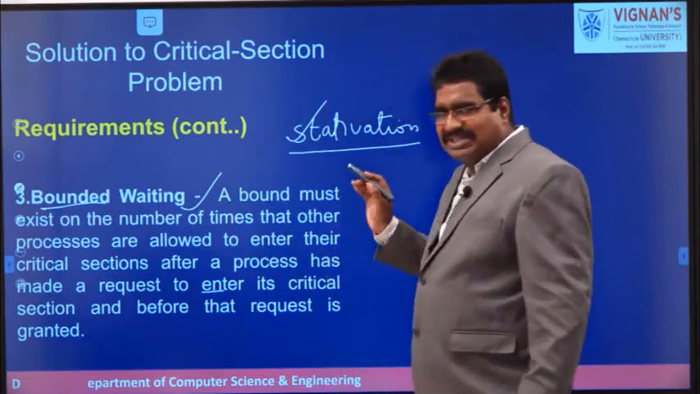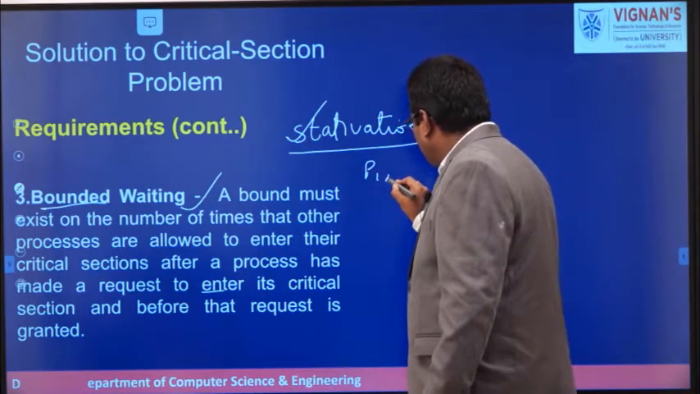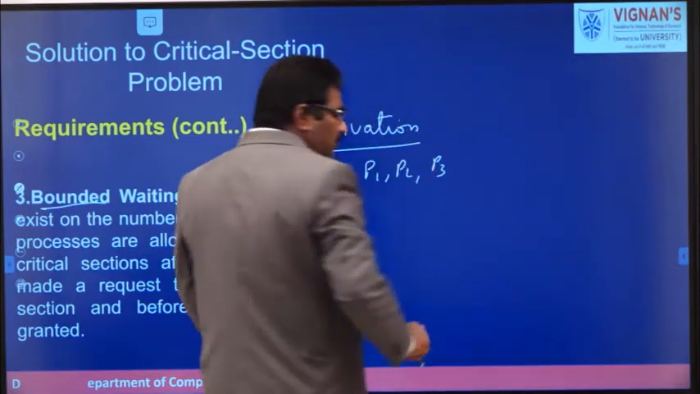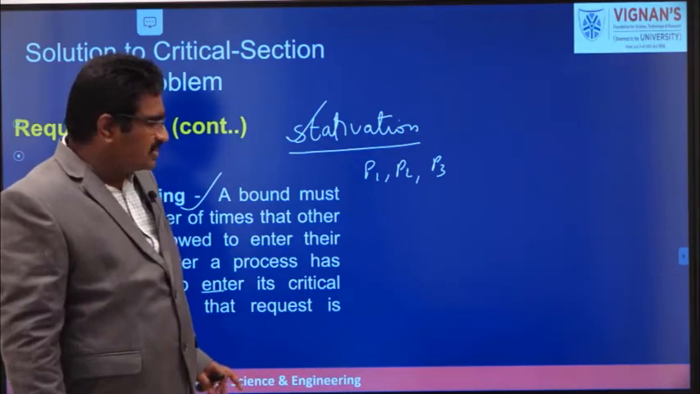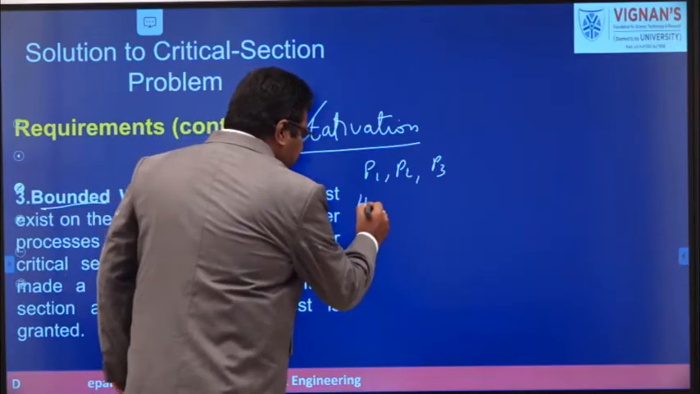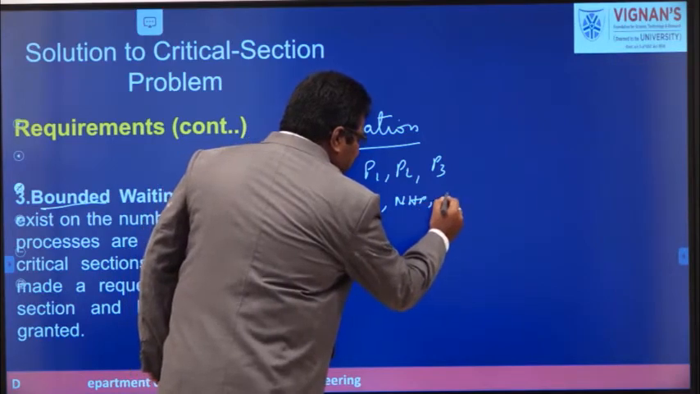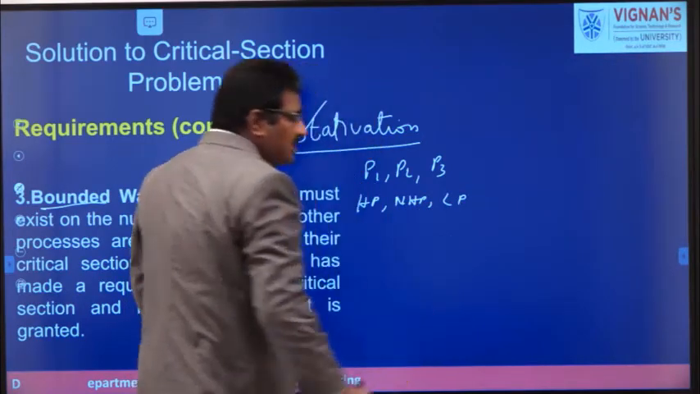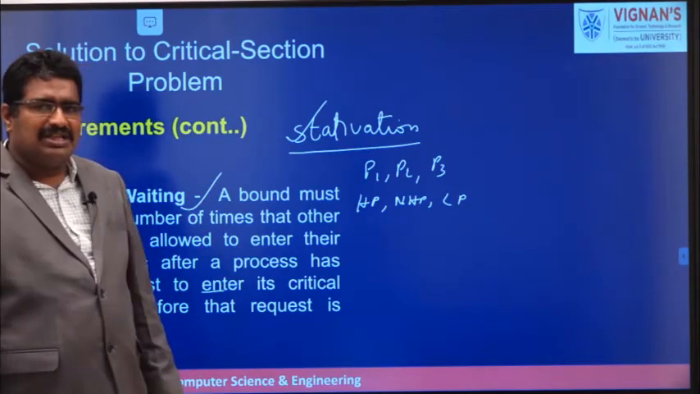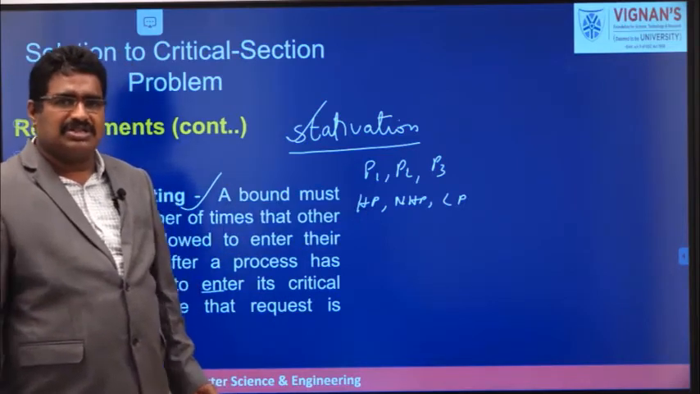Let us discuss one example for bounded waiting. For example, we assume there are three processes, named P1, P2, P3. P1 is the highest priority process, P2 is the next highest priority process, and P3 is the least priority process.